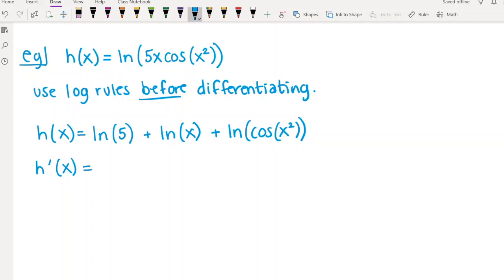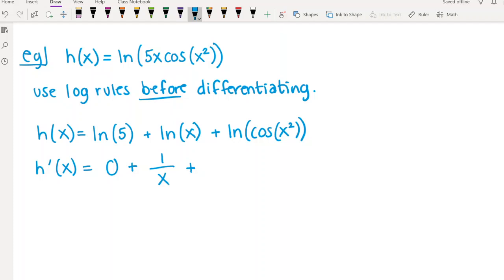So yeah, that's just a number, so the derivative is 0. The second part is ln of x. We just learned that the derivative of that is 1 over x. And this last part is a little tricky, because in this case we're going to have to use the chain rule twice.